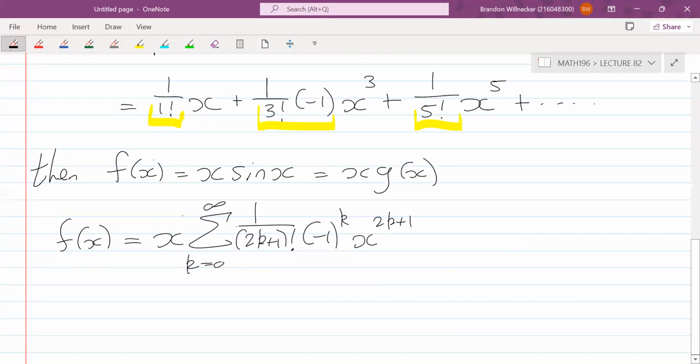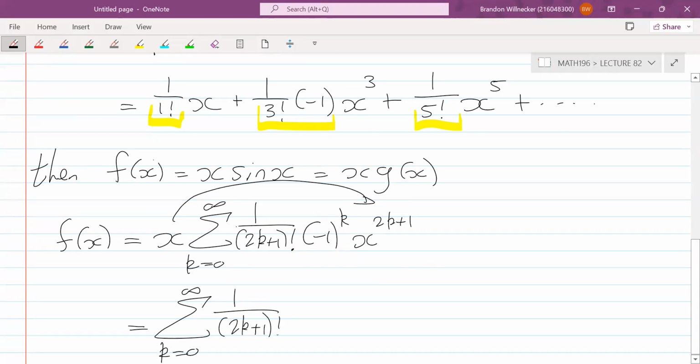And now the x can just hop inside. So this is going to be the sum from k equals 0 to infinity, 1 over 2k plus 1 factorial, minus 1 to the k. And then multiplying by x just adds 1 to the exponent. So it's x to the 2k plus 2. Okay, so this is the series expansion for x sine x.